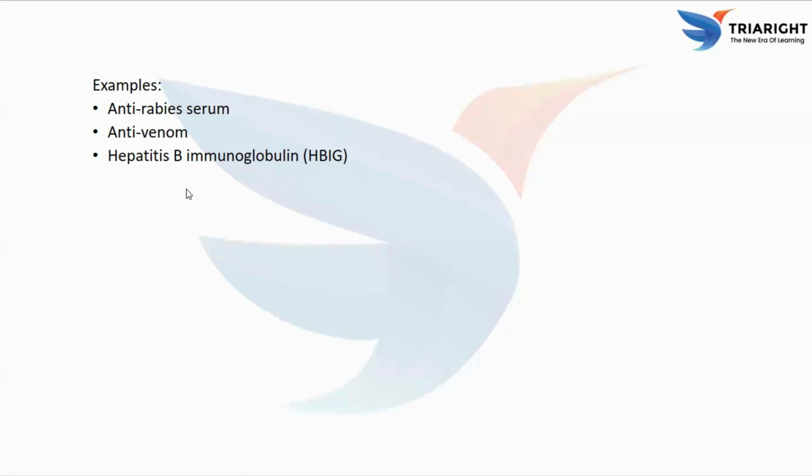Then anti-tetanus immunoglobulin. This is given when a person has a dirty wound and is not vaccinated. Next is anti-venom for snake bites and scorpion stings, and RSV monoclonal antibody. It is given to premature babies to protect from the RSV virus, respiratory syncytial virus. This provides fast but temporary protection. So this is about artificial passive immunity.